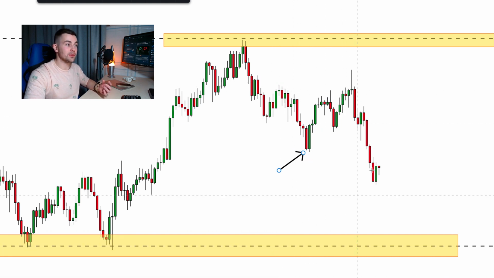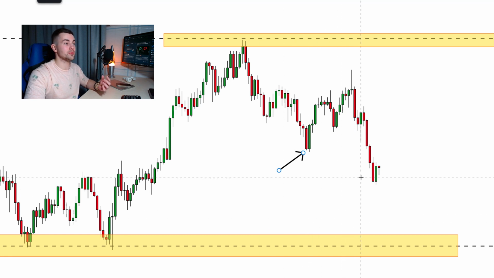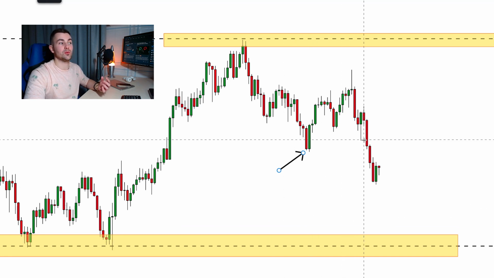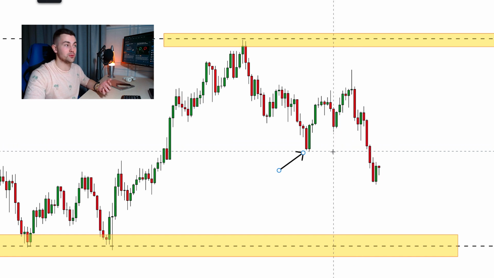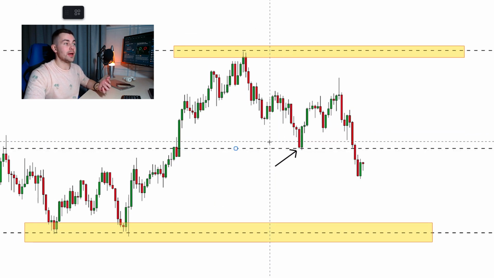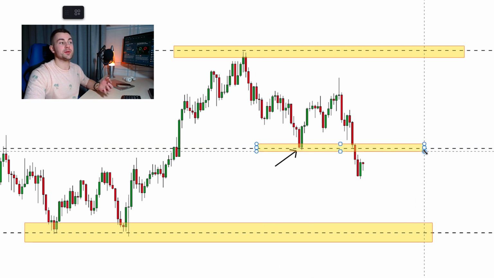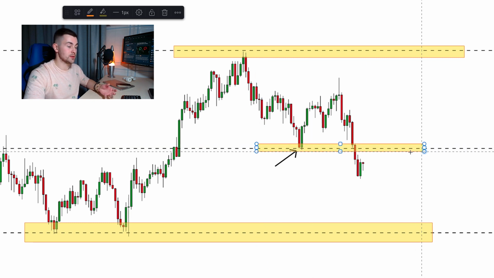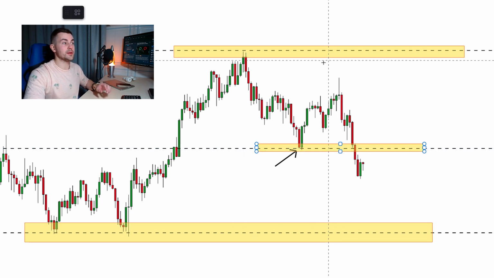So definitely that structure is important, and moreover you can see that we were rejected from that structure just recently. So we definitely underline that level, and we consider that right now this level is a very strong structural resistance. Why? Because previously it was support, but once it was broken, it turned into resistance based on the classic structure rules. And also I wanted to show you this point right here.